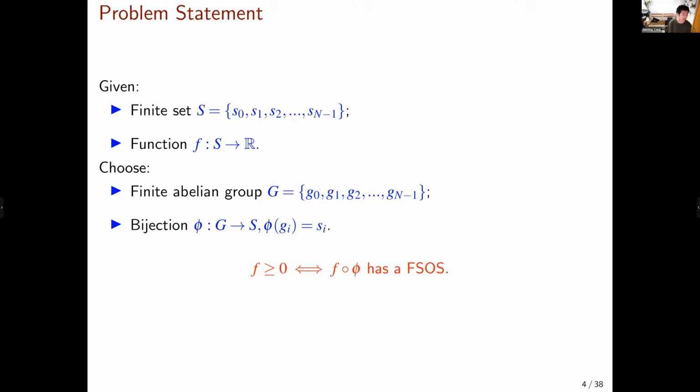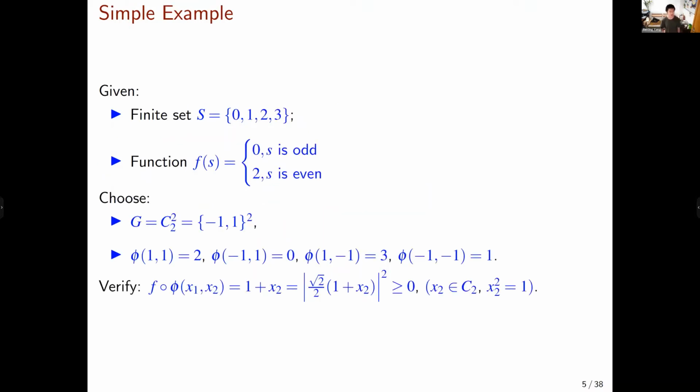We select a finite abelian group G equals G0, G1, G2 to Gn minus 1, and a bijection phi from G to S such that phi of Gi equals Si. Then verifying that f is a non-negative function is equivalent to giving a Fourier sum of squares of the composition of f and phi. So here is an example.